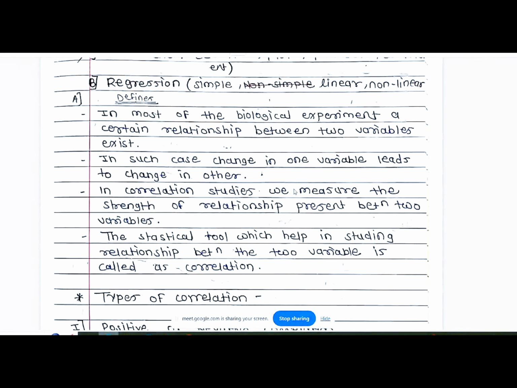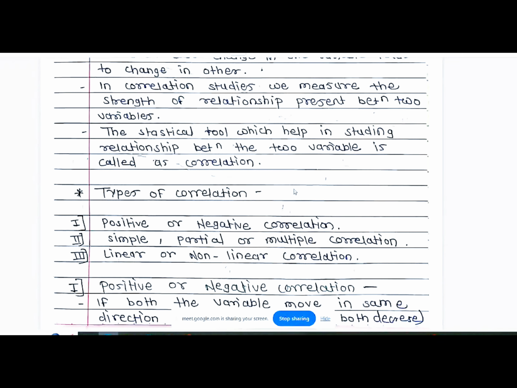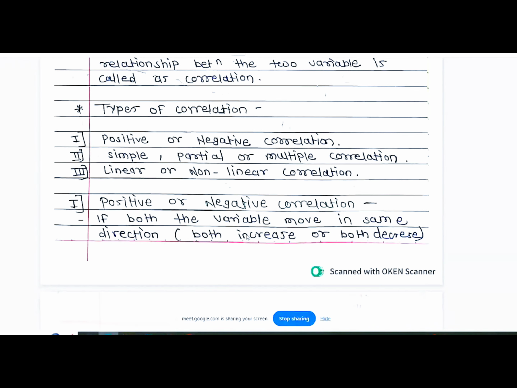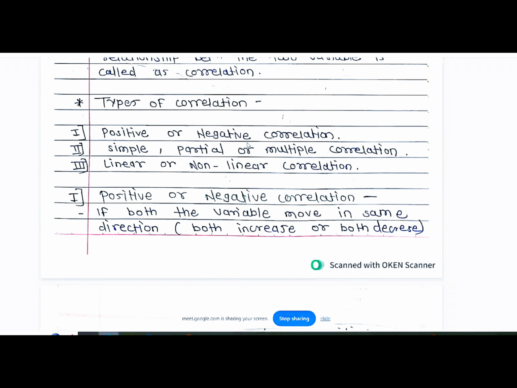Now when we consider correlation, there are three types: positive and negative correlation, simple, partial, and multiple correlation, linear and non-linear correlation, right? In case of positive and negative correlation, if both the variables are moving in the same direction, that means if variable x increases, y also increases, and if variable x decreases, y also decreases, it is called positive correlation. In case of negative correlation, if one variable increases, the other will decrease, and if one decreases, the other increases, it is called negative correlation.